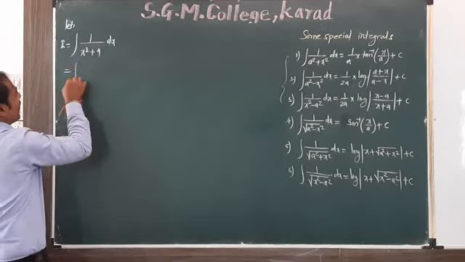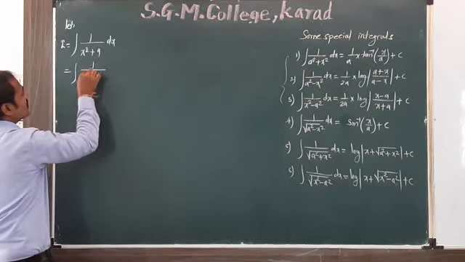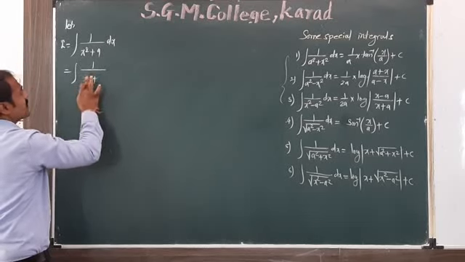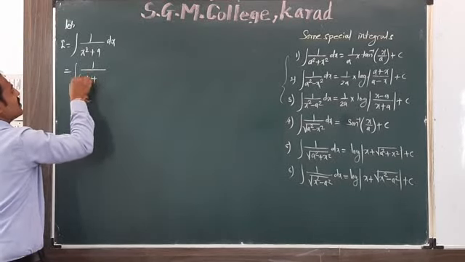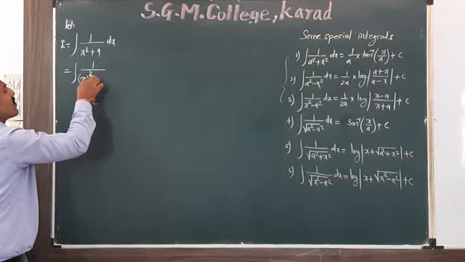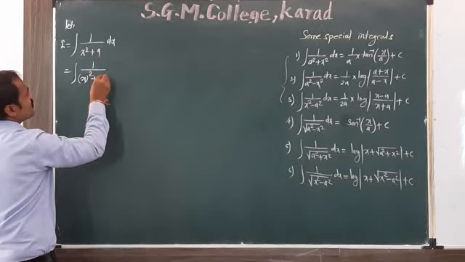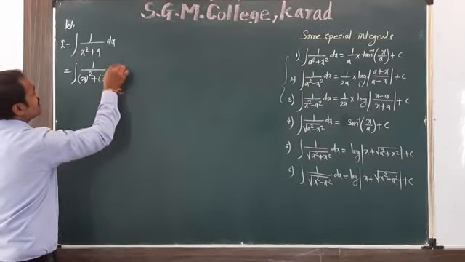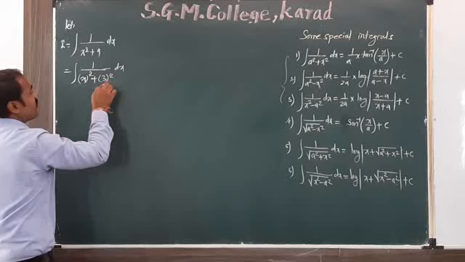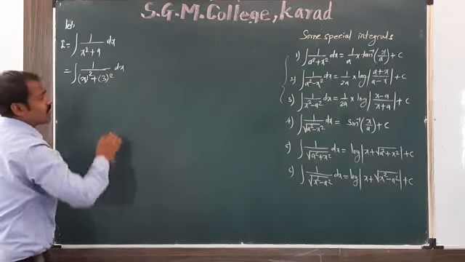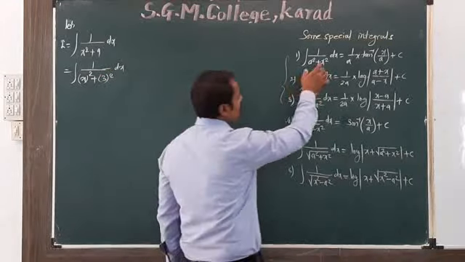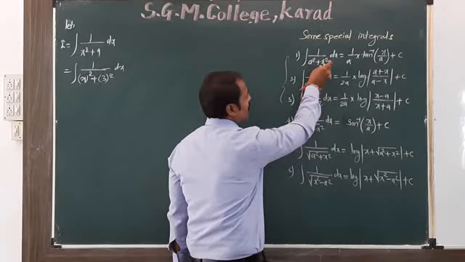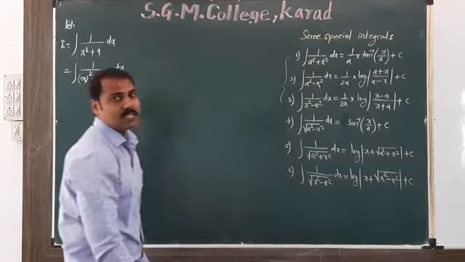Okay, we know that here the first term is x square, which is the square of x. So I can write x square plus 9, where 9 is the square of 3, as 3 square dx. Why do we write 9 as 3 square? Because in all these formulas, one is a variable square and the second is a constant square.